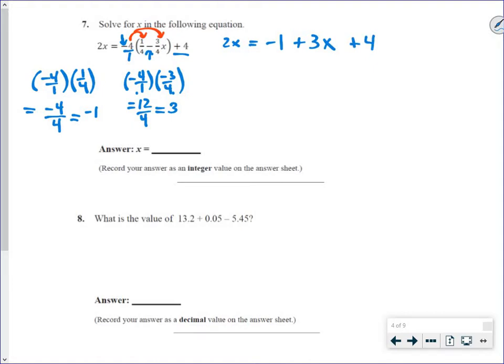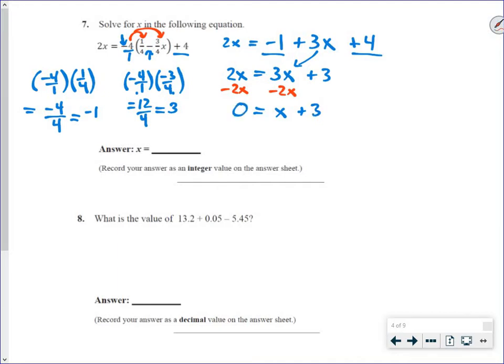So from there we can simplify the right side of this equation. We've got 2 integers there. And 4 minus 1 is just positive 3. So we have 2x equals 3x plus 3. I'm going to go ahead and get rid of that. So I'll bring all the x's to the right side. 3x minus 2x is just x, and then we still have plus 3. And then on the left, 2x minus itself is 0.